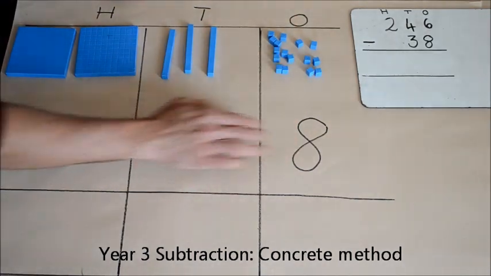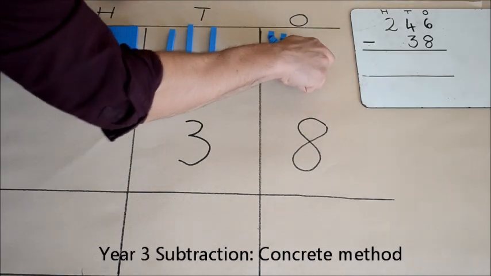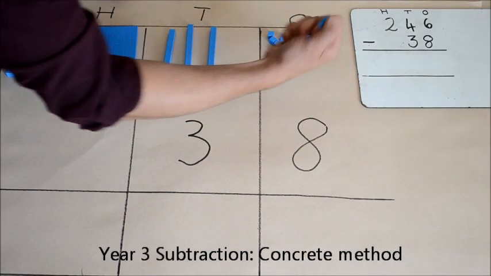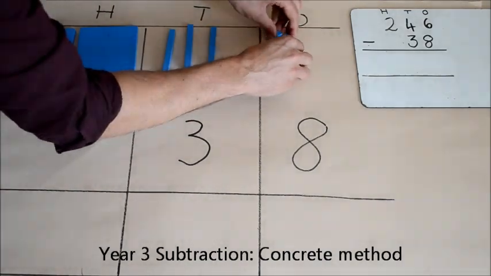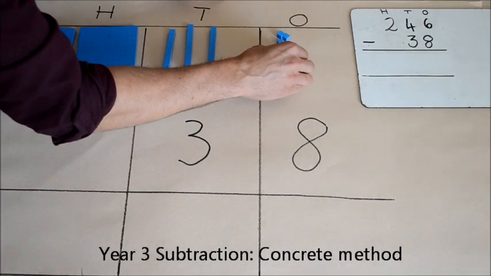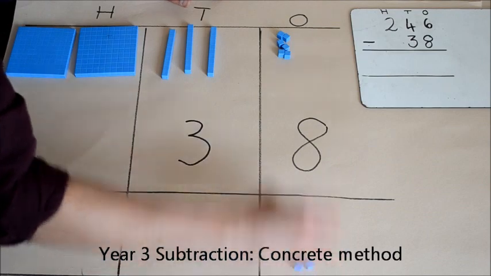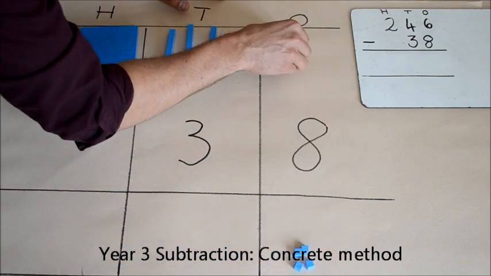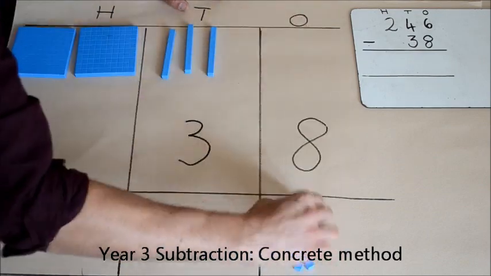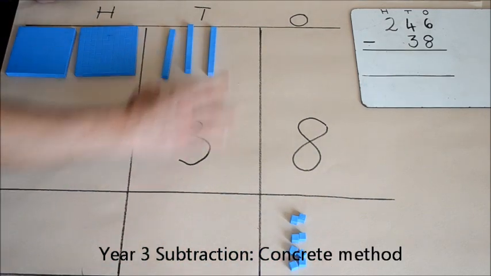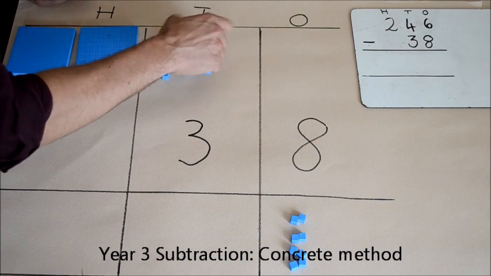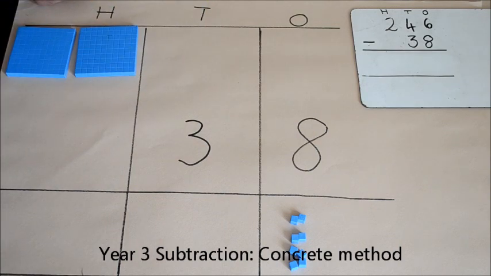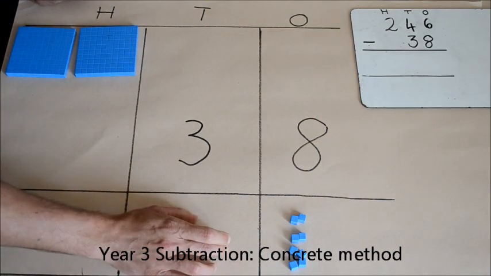Now I'm going to take away 8 ones. This leaves me with 8 ones, which I'm going to move into our large equals at the bottom. Having done this, I'm going to move into our tens column. I'm going to take 3 tens away from 3 tens. That leaves us with no tens.